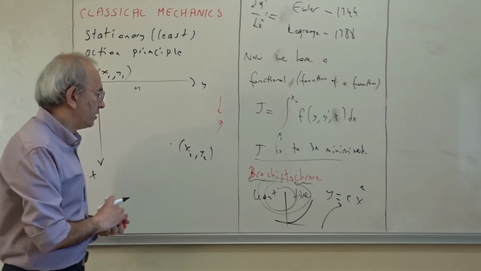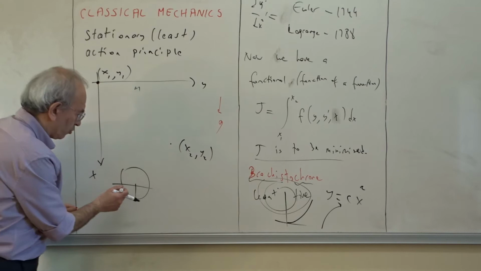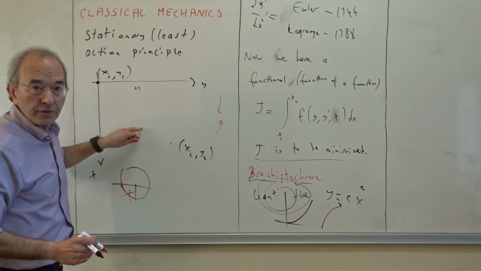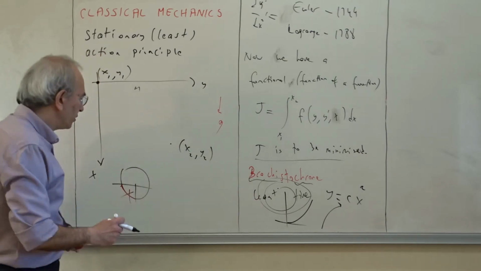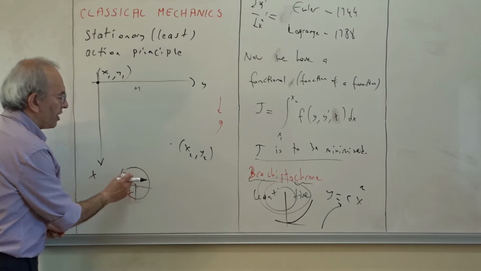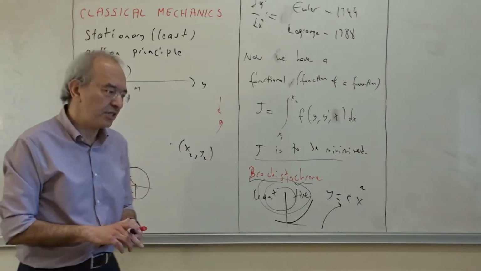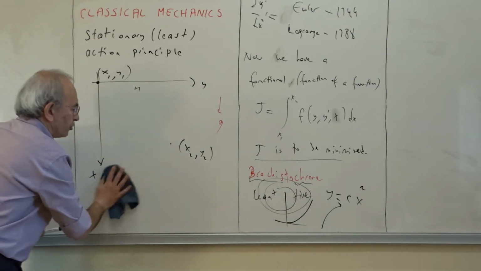For example, if you draw this quarter of a circle, for instance, this is not the curve which is put here to give the least time. It is not a line either. Neither a line nor a quarter circle. It is something else, as we will see. Now, what is the purpose? Let's first draw that.